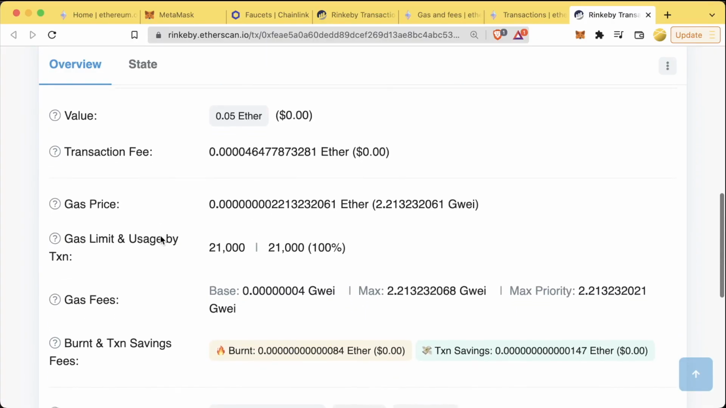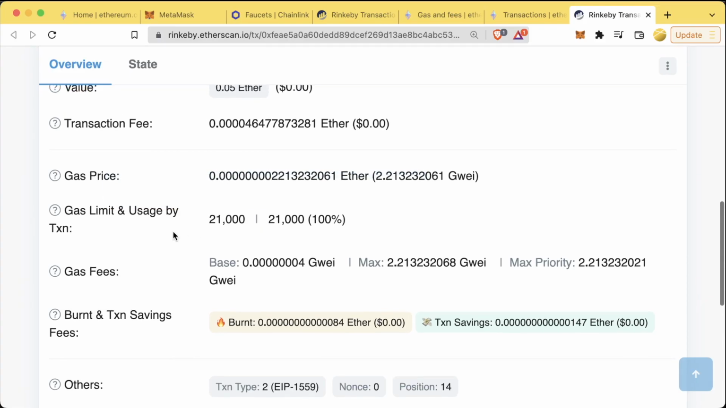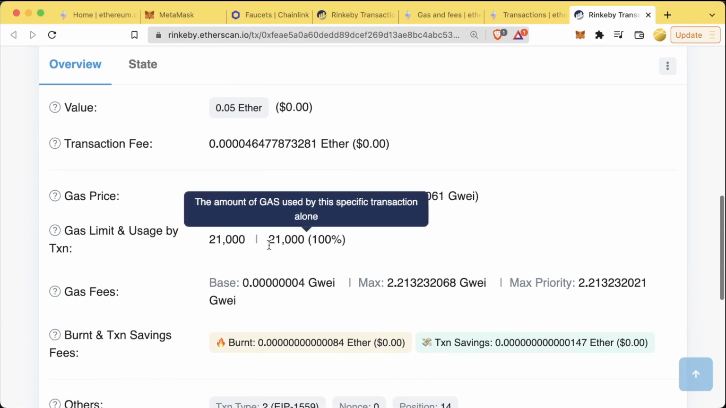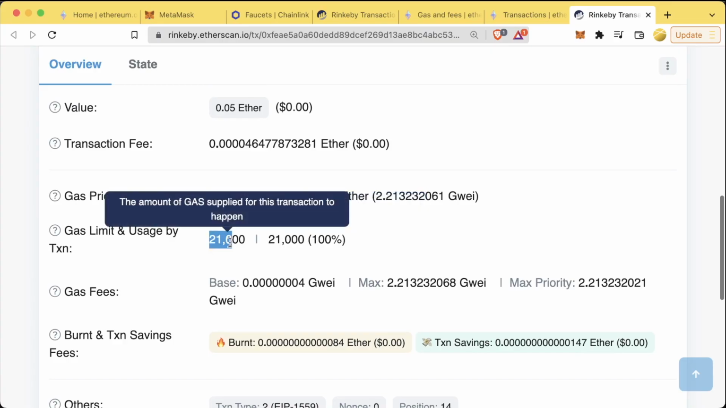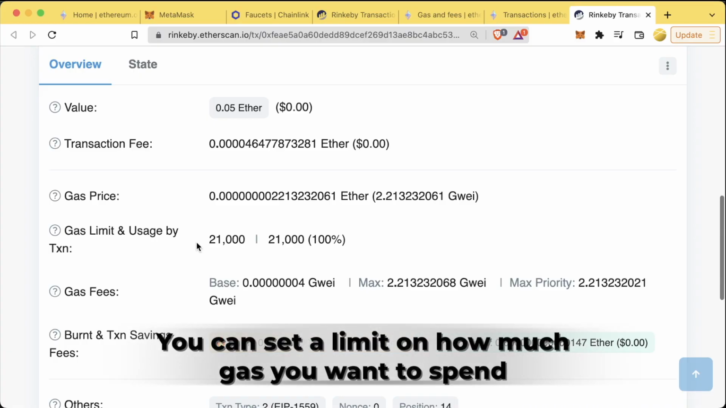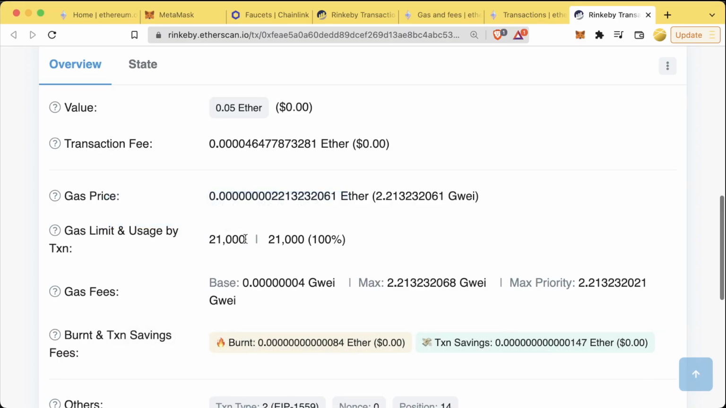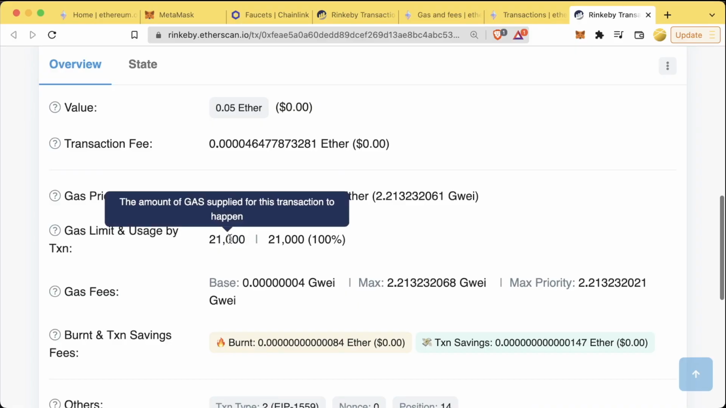But if we click to see more, we can see a number of useful values here. We can see gas limit is 21,000 and usage is 21,000. So this transaction used 21,000 gas, and we sent 21,000 gas along with it. Sometimes when sending a transaction, depending on when it's sent and depending on what the specific instructions are, it might actually use way more gas than what you want it to use. So with your transactions, you can actually set a limit. Hey, I don't want to use more than X amount of gas. I don't want to do more than X computational units.